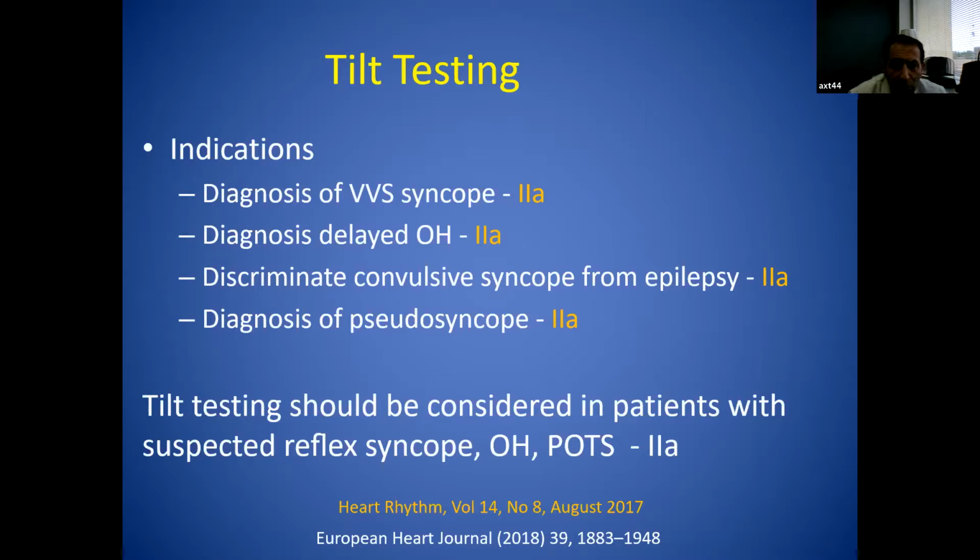Oh yeah, and in gold here, these were the American guidelines from 2017, and in white were the European guidelines. So they both give it a 2A recommendation. It's a bit controversial. Some doctors don't like tilt testing, but I do think that it gives us some useful information. But I guess my recommendation is don't stop at the tilt test, because sometimes you can miss more important and more bothersome conditions with worse prognosis.